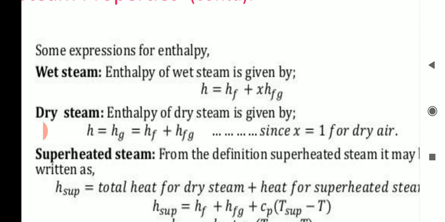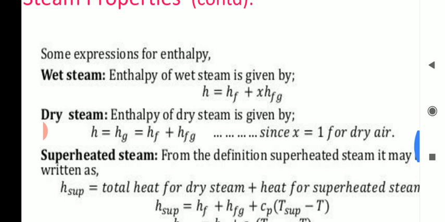Then for the dry steam, that means at the point C, H is equal to Hg. Hg is the enthalpy of dry steam, that is Hf plus Hfg, as I explained already. So here x is equal to 1, Hf plus Hfg. For the dry steam, x is equal to 1, that is, the dryness fraction is 1.